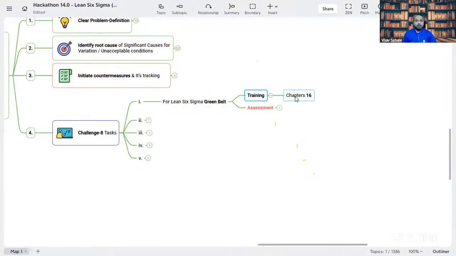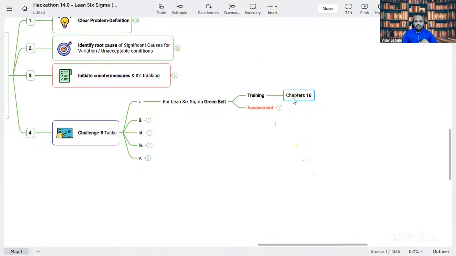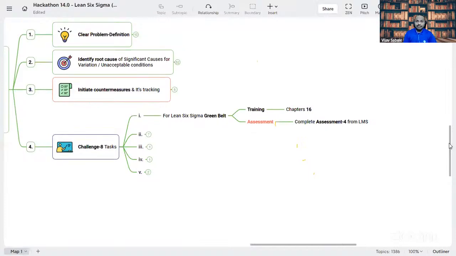I will also show you the presentations, the slides and all that, and what is the approach that we need to follow during the learning. And from the assessment perspective, there is no new assessment in this week, but just complete assessment 4 as a part of the challenge 7 as well. You need to complete assessment 1, 2, 3, and 4.